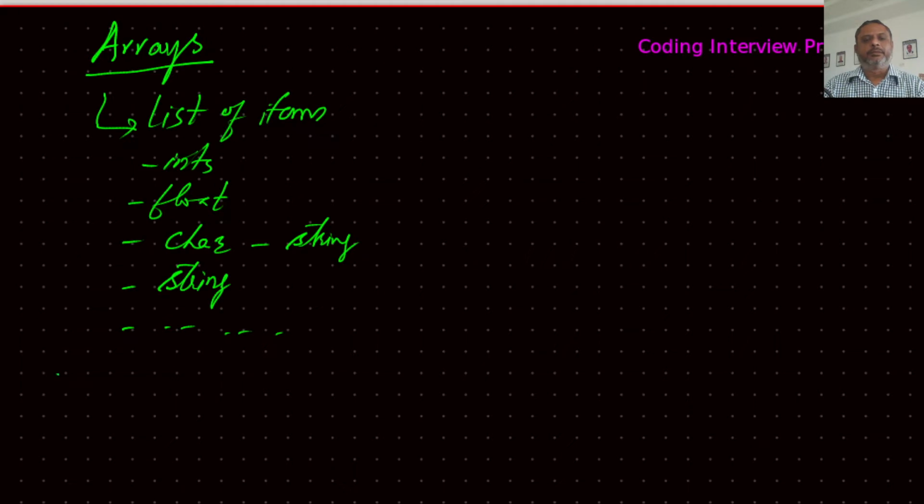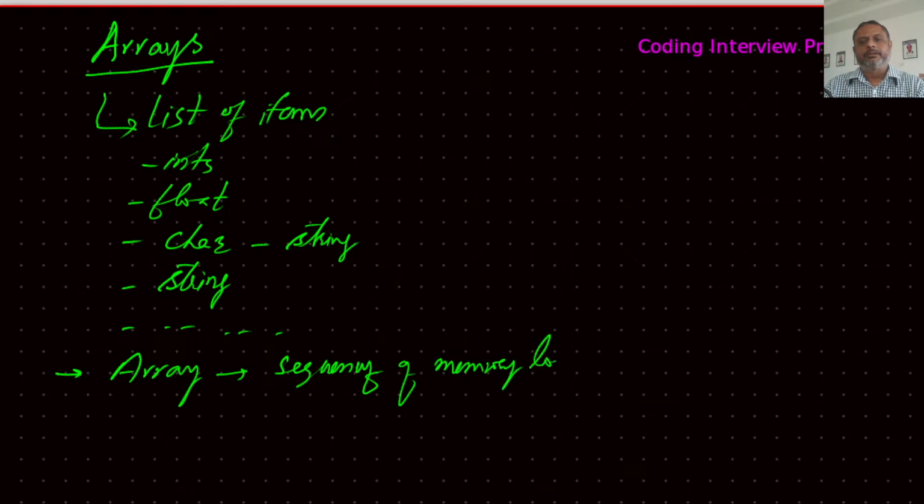In our computer terminology, an array is a sequence of memory locations reserved to store the data.